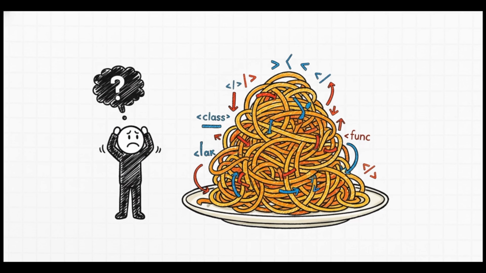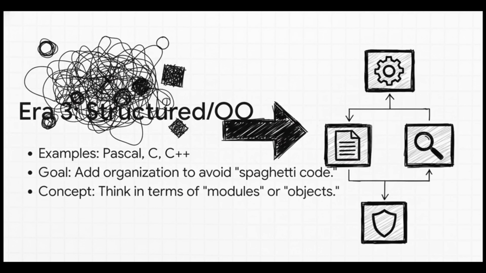So the next logical step was to create what we call higher-level languages, things like Fortran and COBOL. And they were an improvement. They used words that looked a little more like English, but these early languages had this huge problem. They often created what programmers call spaghetti code. It's exactly what it sounds like, a giant tangled mess of logic that was almost impossible to untangle or fix. So to fix that spaghetti mess, we came up with a new idea, structured and object-oriented languages.